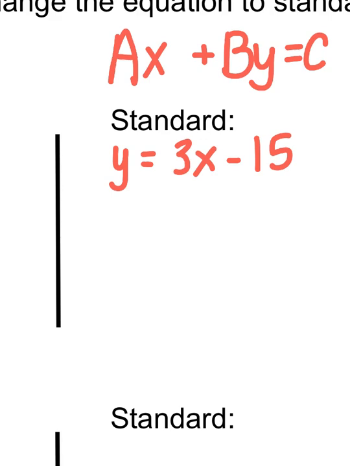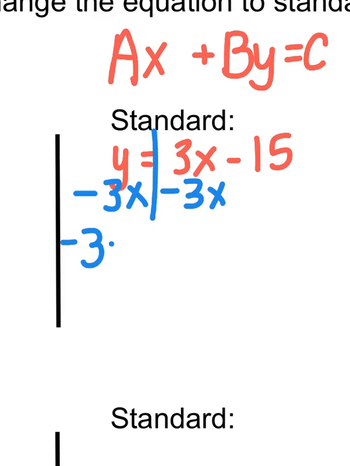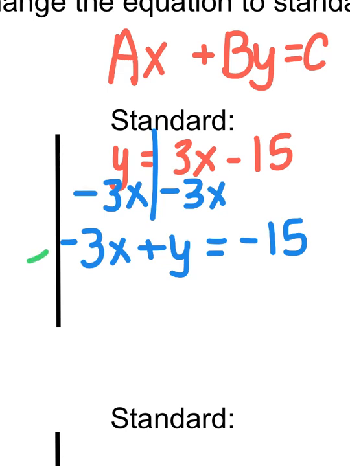Now what did we say we wanted? We said we wanted the x on the same side as the y. So to do that, we will subtract 3x from each side. That way we'll have negative 3x plus y equals negative 15. Now we are almost there. The reason that we're not quite there is because of this negative. Remember, we want the a to be positive.